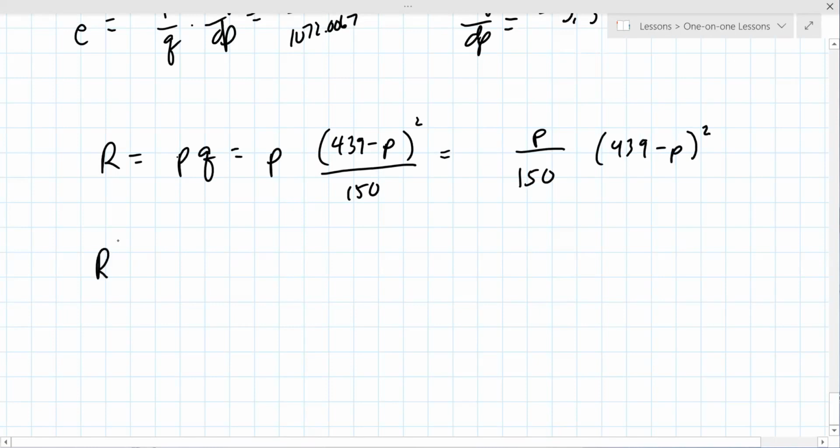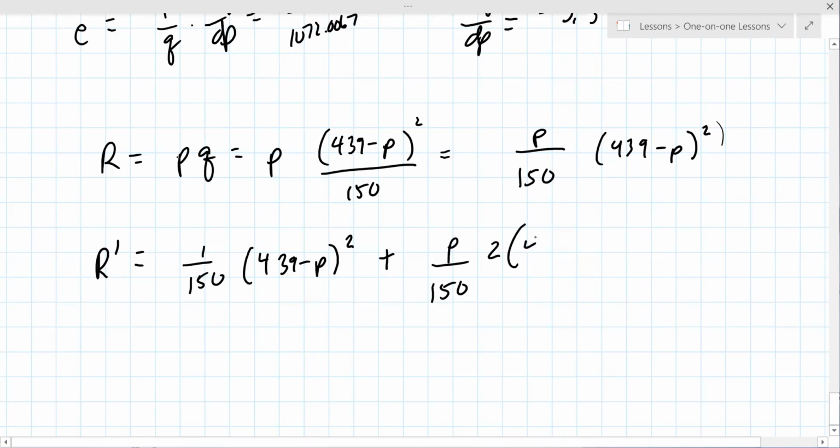So our prime is, okay, we're going to take the derivative of the first. 1 over 150 is the derivative of P over 150. And then you keep the second function. Plus, keep the first function, P over 150, as is. Then take a derivative of this. The derivative of 439 minus p all to the power of 2 is power rule. You're going to bring that 2 out in front. 439 minus p to the power of 1 times -1.